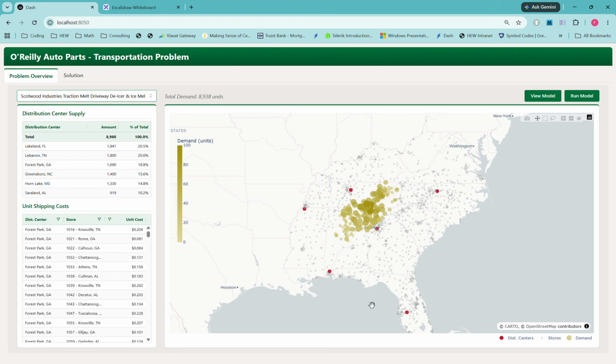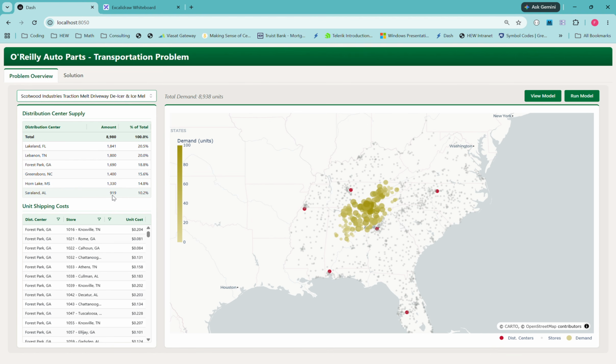We're going to assume that each one of these distribution centers has some amount of the product. In this case, I've currently got selected some sort of de-icer and ice melt, and there's a total of 8,980 units that are stored across these 6 different distribution centers, and you can see the amount per distribution center here also in this grid. So there's the supply side of things.